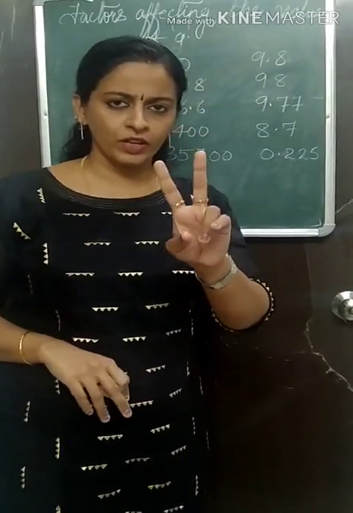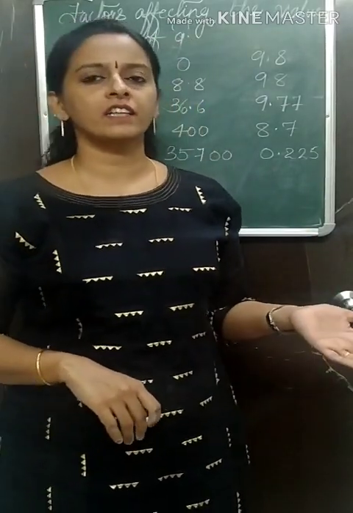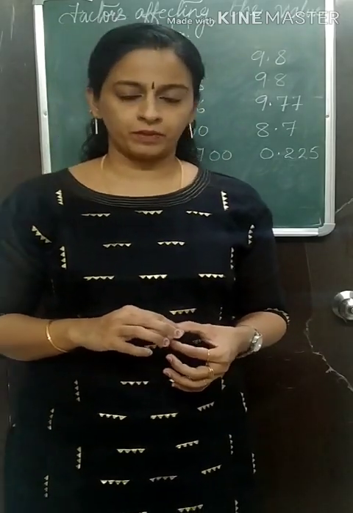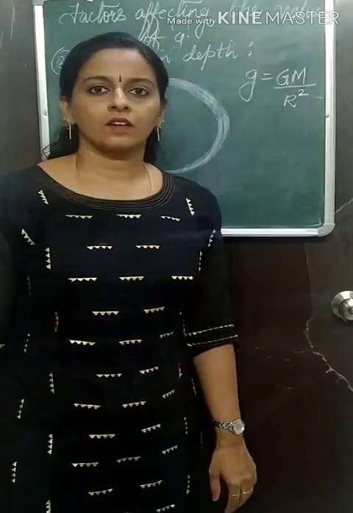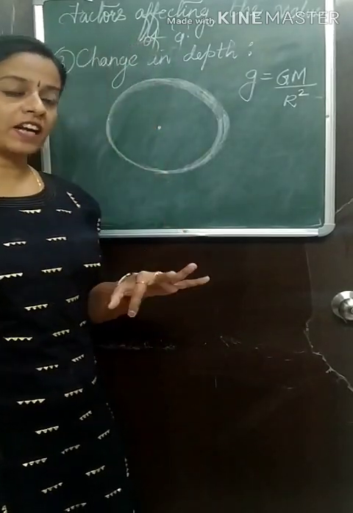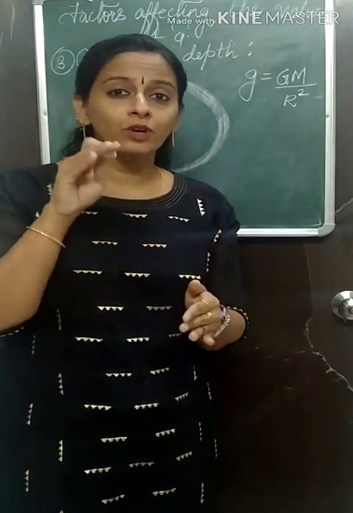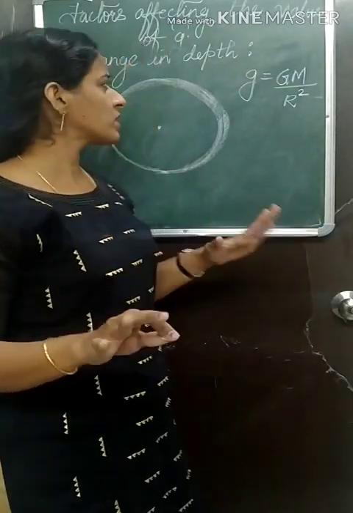Okay, these two factors are clear. Now write down about the third factor affecting the value of G. Write down: with the change in depth. Okay. Now the third factor, change in depth. You also have to think in depth to understand this. I'll help you out as much as possible.